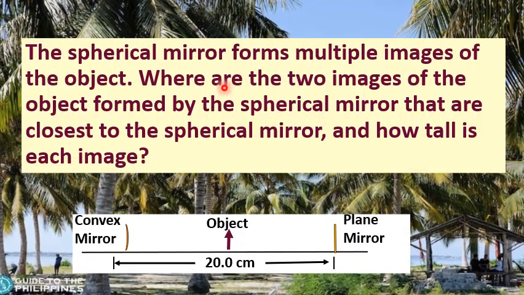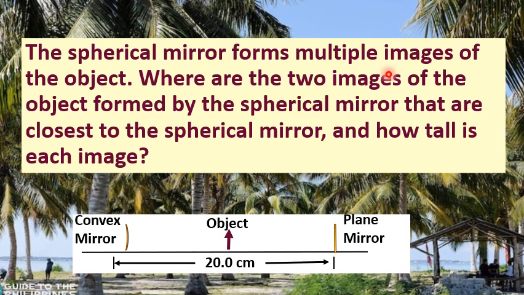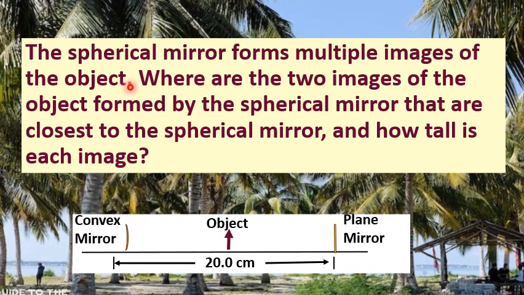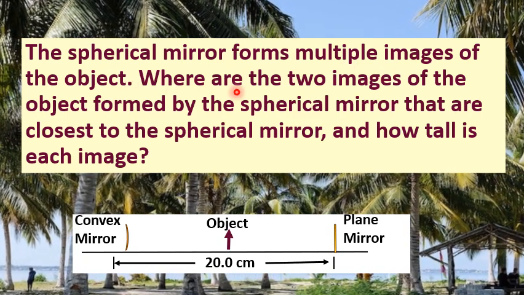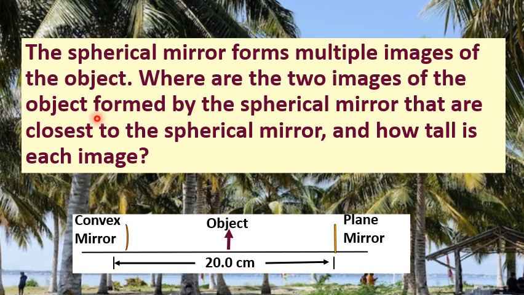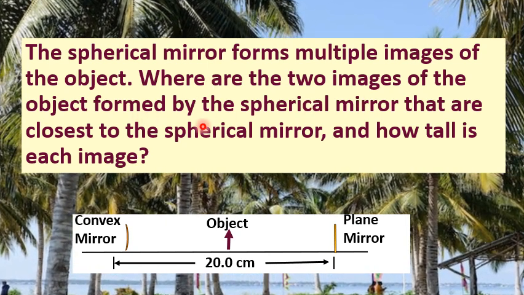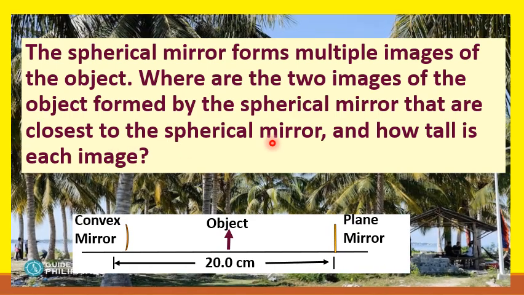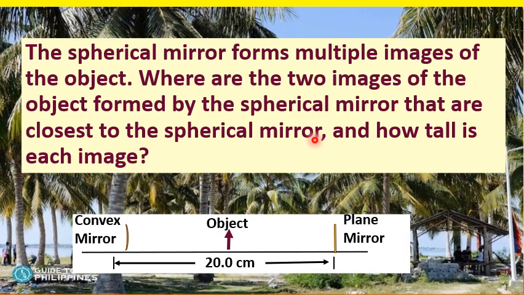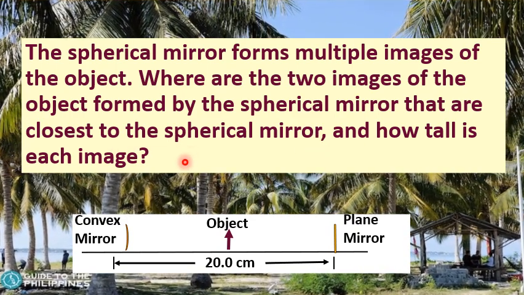The spherical mirror forms multiple images of the object. Where are the two images of the object formed by the spherical mirror that are closest to the spherical mirror, and how tall is each image?